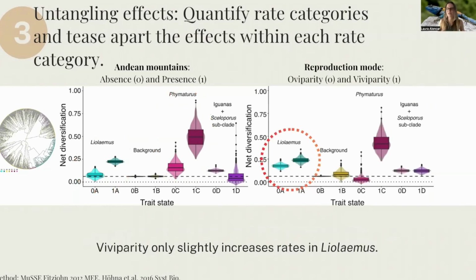However, when we did the same thing, now comparing rates between oviparous and viviparous species, it seems that viviparity only slightly increased the rates in Liolaemus, and in Liolaemus only. Just to make this a little bit clear, in case you're wondering, you can see that viviparity seems to increase the rates in Phymaturus. All Phymaturus species are actually viviparous, so we can't make this comparison here. What you're actually seeing is just an effect of the prior, not the empirical estimates.